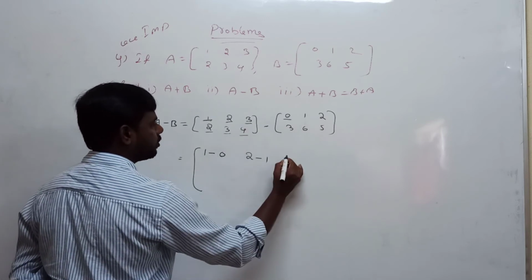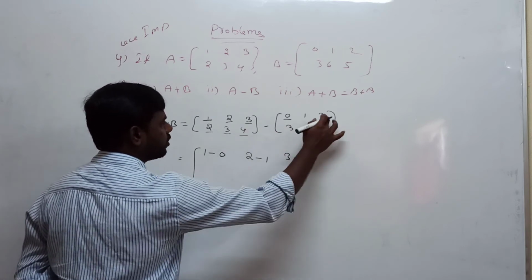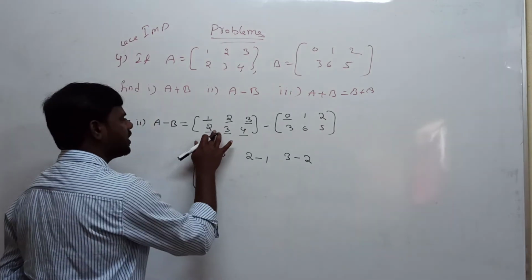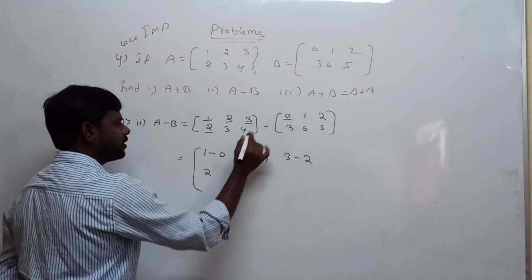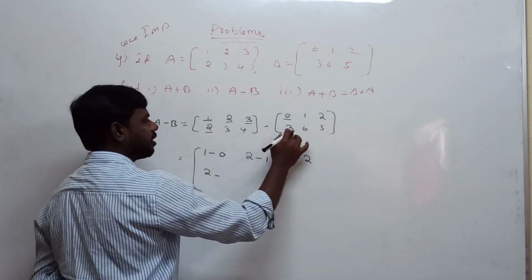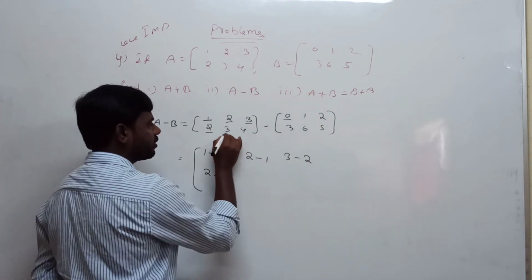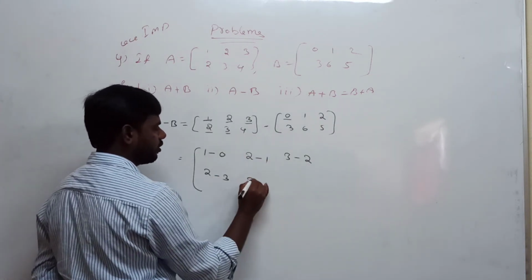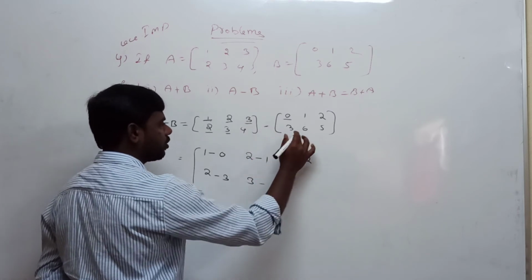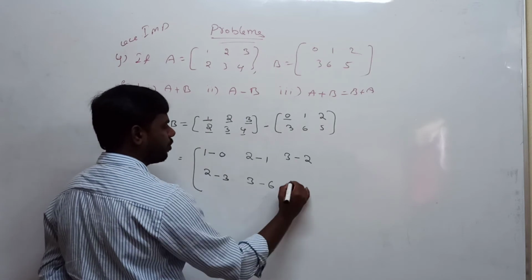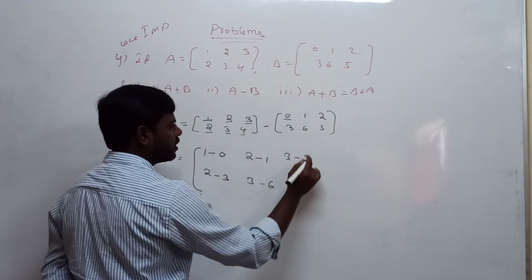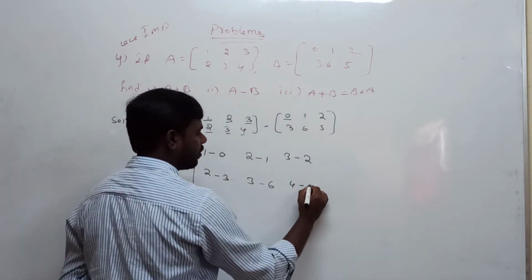Next here 3. The symbol is negative. The element is 9. Second row. Now 2, the first element is 2. The symbol is negative. Here the second matrix's first element is 3. Here the first matrix's second element is 3. The symbol is negative. Second row second element is 6. Next, the second row third element is 4. The symbol is negative. The second matrix's second row third element is 4.